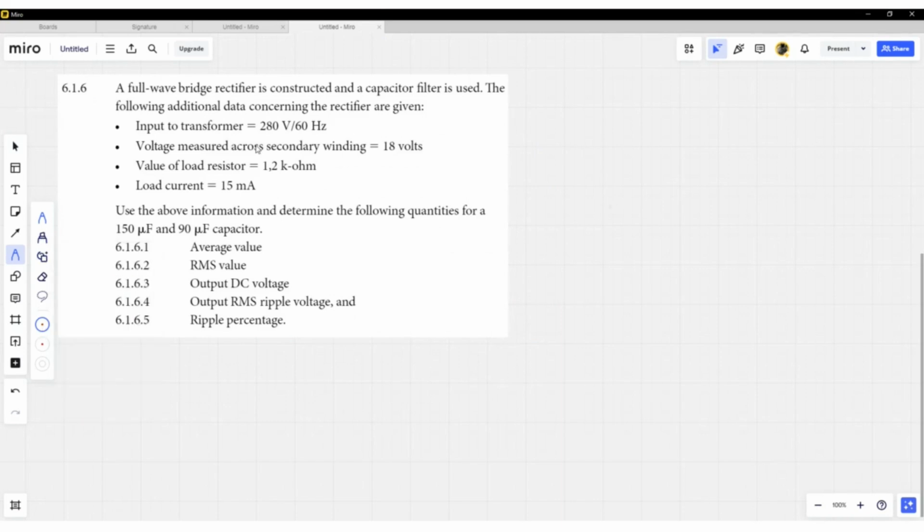Right, so let's just see what we're given here. We're given the input to the transformer, which is 280 volts and 60 hertz. We're given the voltage across the secondary winding, which is 18 volts. Remember, this is still an RMS voltage. They're not qualifying it, so assume it to be an RMS voltage. Value of our load resistor is 1.2 kilo ohms, and we have a load current of 15 milliamps.